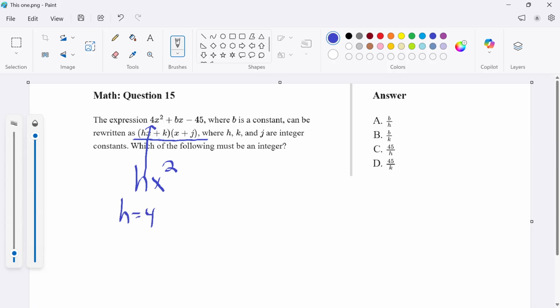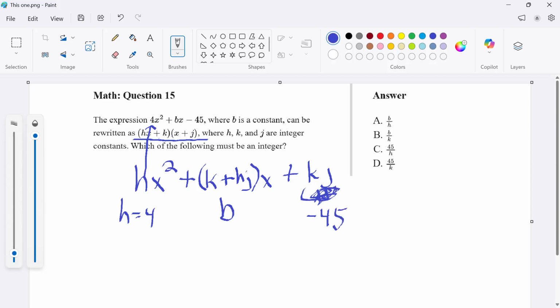And then I'm going to go plus kx plus jhx, so that's b x. K plus hj is b. And then the last times last, k times j is plus kj. kj equals negative 45. I guess I shouldn't have put that equal sign because then it looks like an 11.